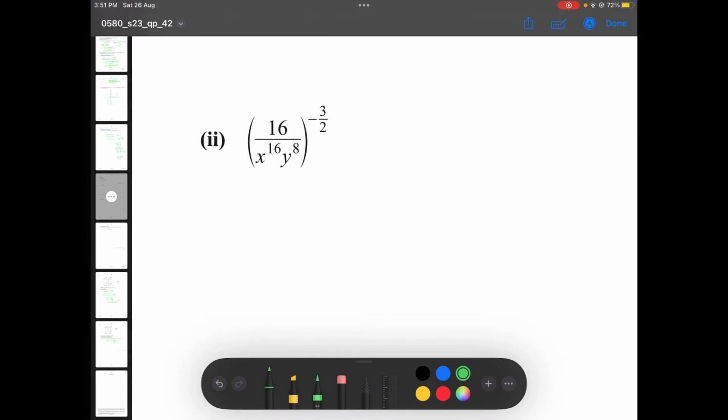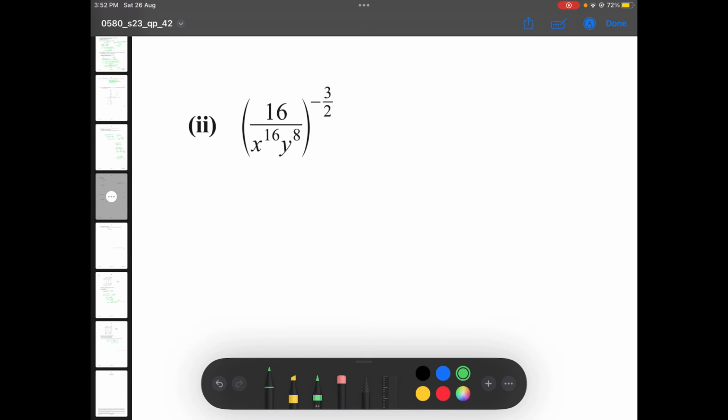Okay, 16 over x raised to 16 y raised to 8, the whole raised to negative 3 over 2. So to start off, you have to get this negative into positive. For that, I'm going to flip the fraction. Let me test it out first, because when you're doing something that changes the whole question from the beginning, it's always better to check that it still gives the same answer or not.